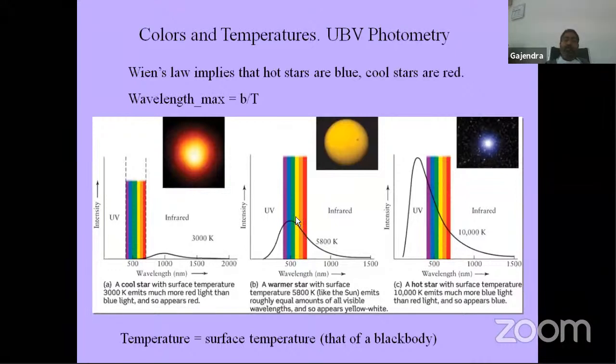But if you go to a very hot star, not very hot, say reasonably hot, say 10,000, twice the sun's temperature, what happens? This is the black body curve for a 10,000 degree Kelvin black body temperature. And you see it is not peaking in the optical regime. Where does it peak? It peaks in the ultraviolet.